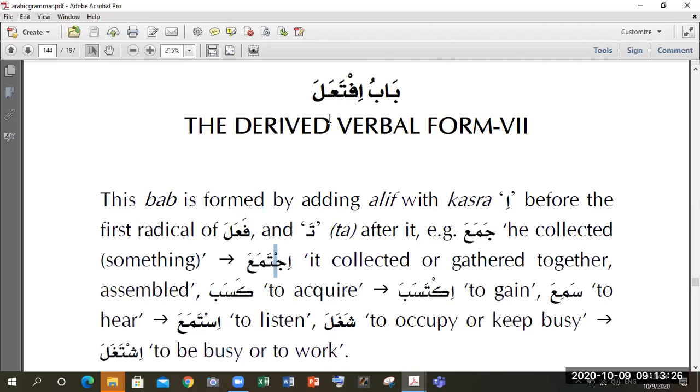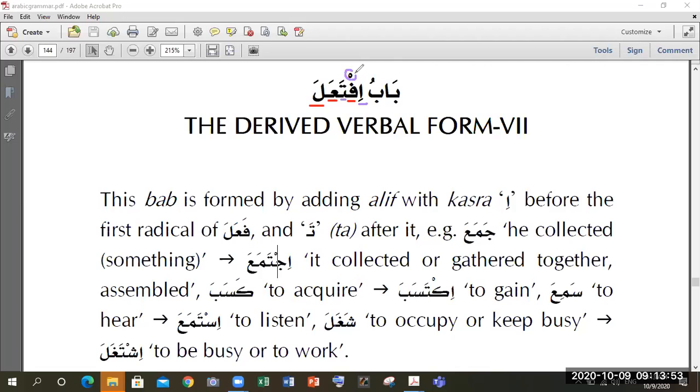Ijtama'a, ifta'ala. So if we try to figure out in here, we see that fa is the actual letter, ain is the actual letter, and lam is the actual letter, right? So what is the addition? The addition is this alif and this ta. So this is the addition, ifta'ala.